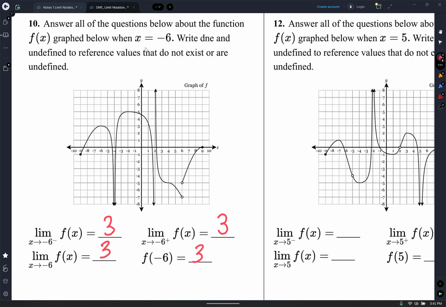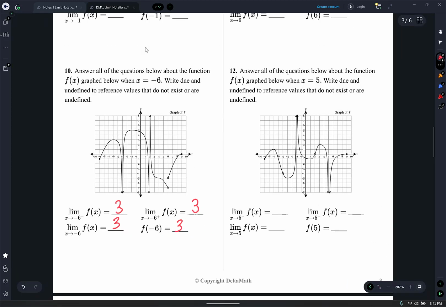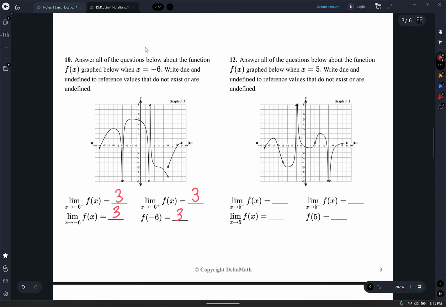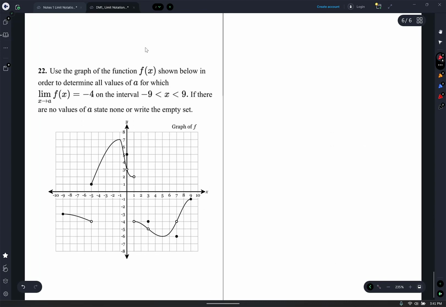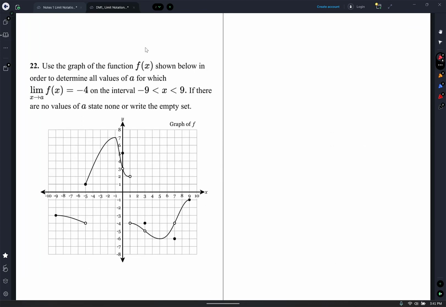Okay, one more. Which one else? The last one? Okay, 22. It's like the one from the notes. Use the graph of the function f of x shown below in order to determine all values of a for which the limit as x approaches a is -4. So I show -4. Where's -4? Down here on the intervals. If there are no values of a, write none.